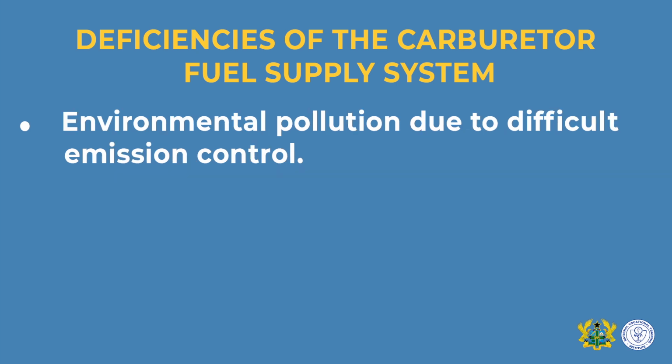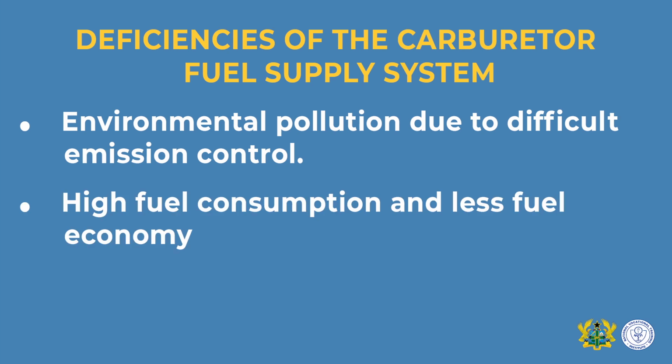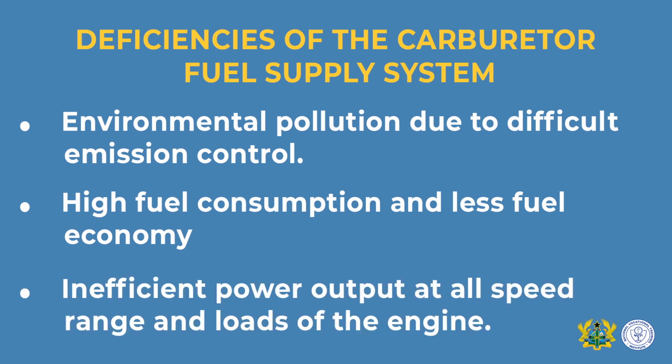Then 2, carburetor systems have environmental pollution problems, because they are not able to control the carbon emissions. 3, carburetor systems have higher fuel consumption, therefore they are less fuel economical. And 4, carburetor systems have inefficient power output at all engine speeds and loads. Hence, they have now introduced the electronic petrol injection system.